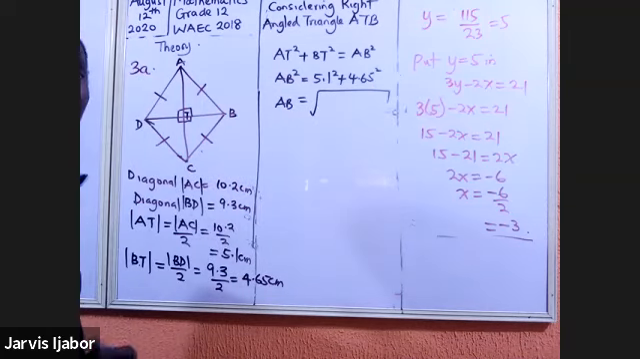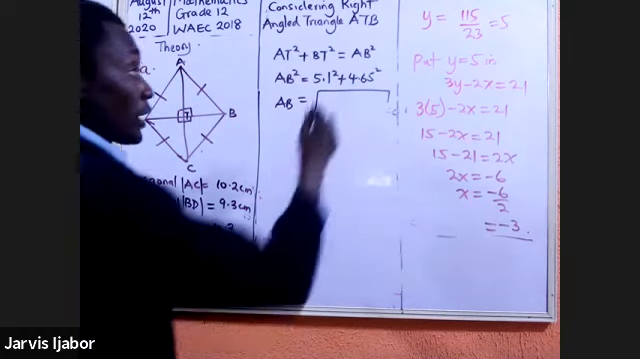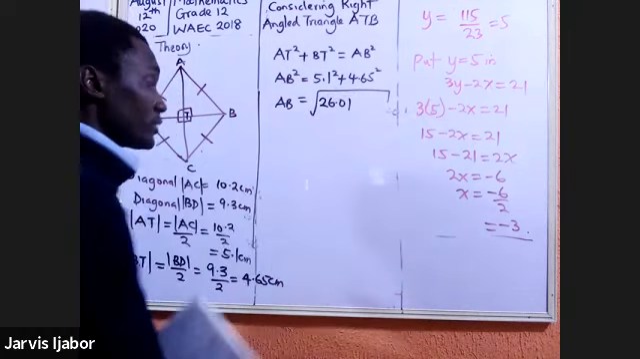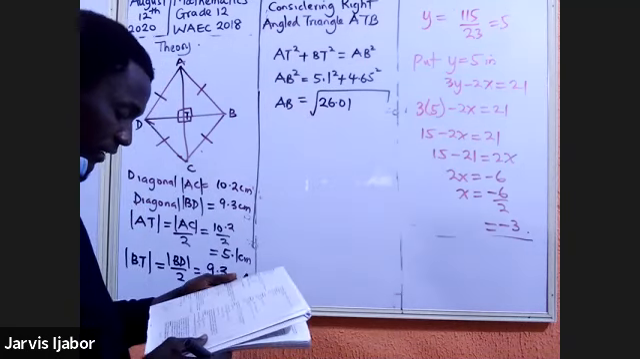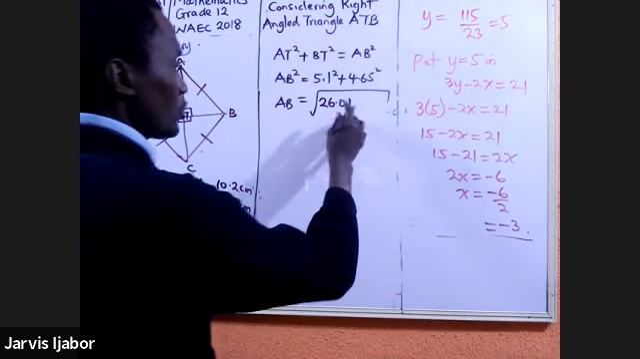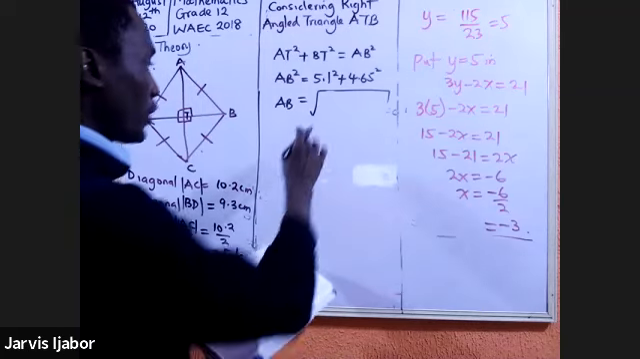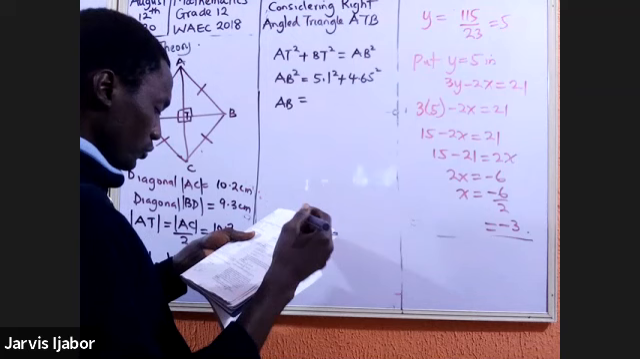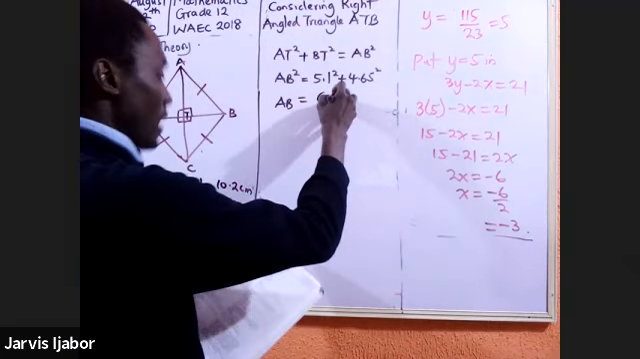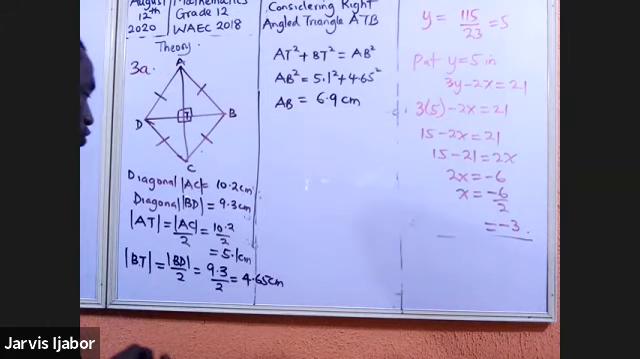So punch your calculator, and I think it should be 26.01. You just add it up and then see what happens with your maths. Your AB will be equal to, let's say AB is 6.9. Comparing that answer will suffice.